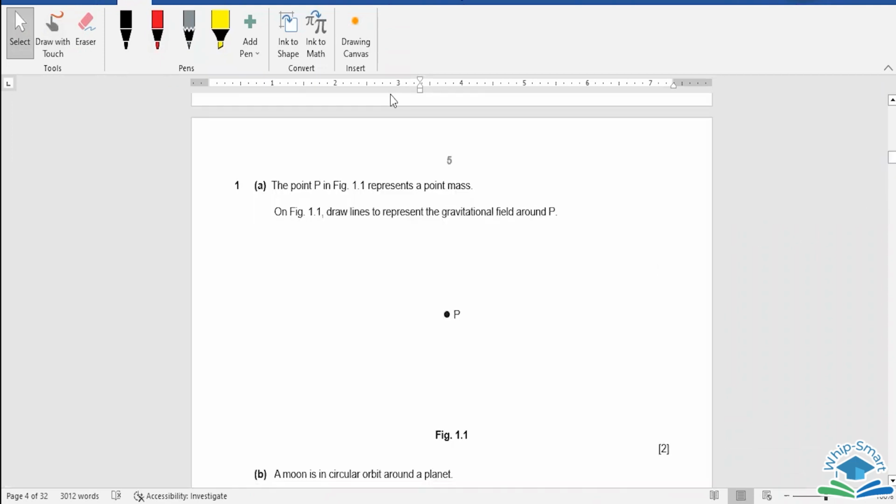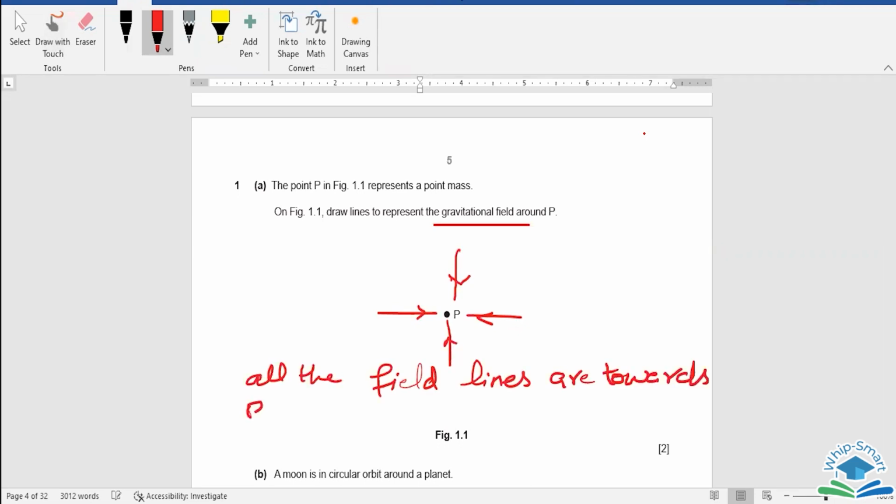The point in figure 1.1 represents a point mass. On figure 1.1, draw lines to represent the gravitational field around P. As the gravitational field is attractive, all the field lines are towards the point P.